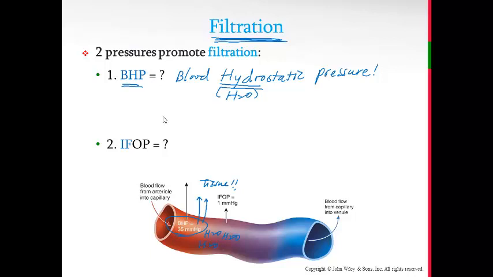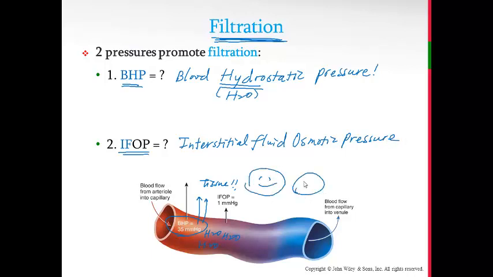Now, the other thing that also helps with filtration is the interstitial fluid osmotic pressure. So what does this mean? Imagine these are the cells in your tissue region. In between them are the fluids, which we call the interstitial fluids. What is present in these interstitial fluids creates the osmotic pressure.